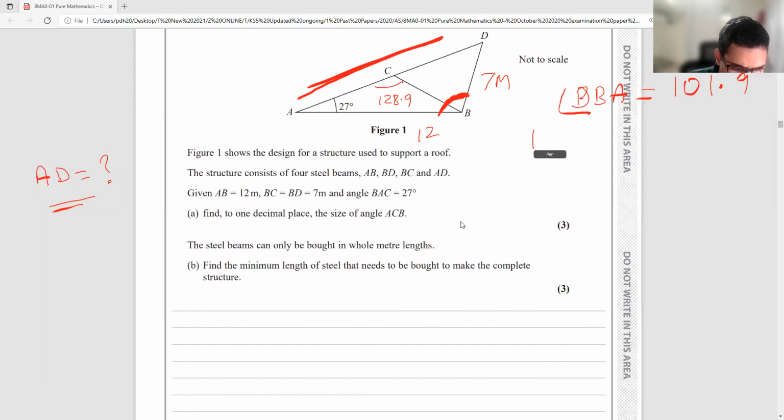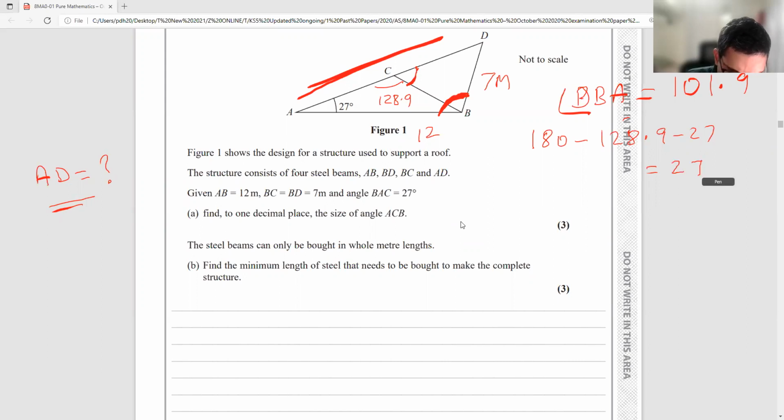I took the triangle DBC and I know that it's meters on BC and BD. Right. Then I also found dBA to be 180 minus 128.9 minus 27. That's what you did? Okay. Yeah, that's what I did. What answer did you get? I got 27. 27, right? Yeah.